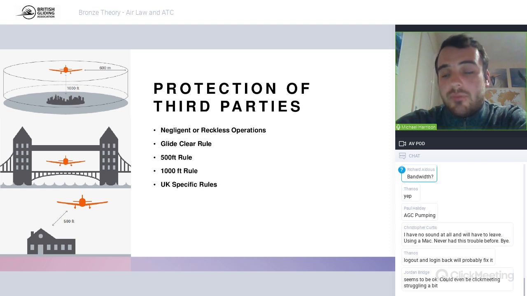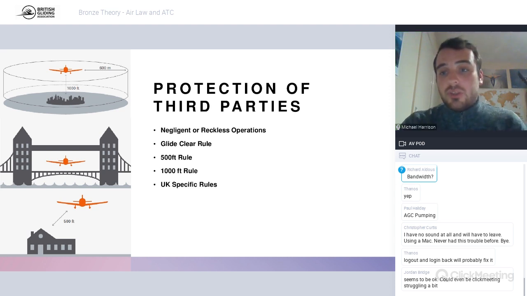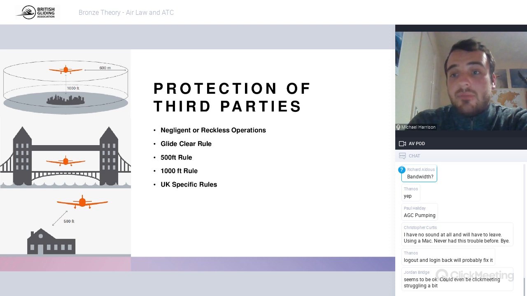So you can be lower than 500 foot if you need to be, as long as the object or the person that you are remaining 500 foot clear of is off to the side of you. There is a couple of exemptions to that. Again, the most important one for us is ridge soaring. You don't have to obey the 500-foot rule while you are ridge soaring.